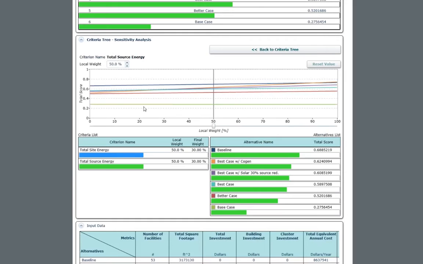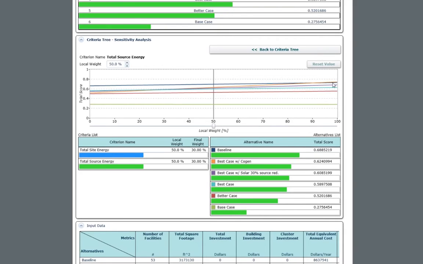What I see when I look at this is baseline is sitting up here, and it crosses in. So when we weight it 50-50 between site and source, where final weights are 30-30, it's pretty flat through here, the baseline. And our base case is pretty flat sitting down here. Then we see the other models shifting around here. And finally, right out here, we see this orange model, which is the best case with cogen, popping above even our baseline. So in source energy, we can even see that in this case, it's even popping above our baseline. So that's kind of interesting.